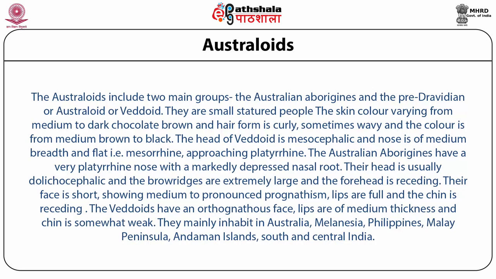Head is usually dolichocephalic and the brow ridges are extremely large and forehead is receding. They have a short face. Lips are full and the chin is receding. And their lips are of medium thickness and chin is somewhat weak, mainly distributed in the Australian Island, sometimes in the Melanesia and the Philippines region also. We have seen their presence even in South and Central India.